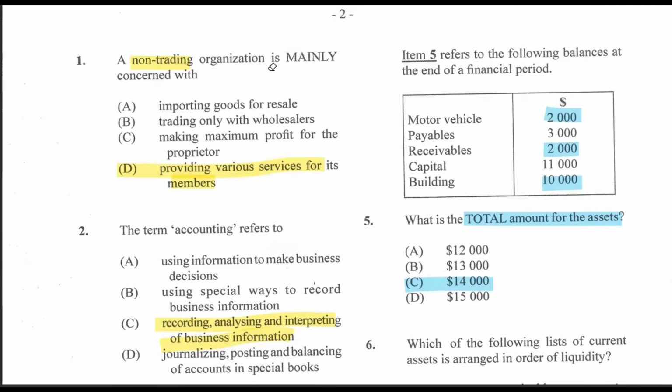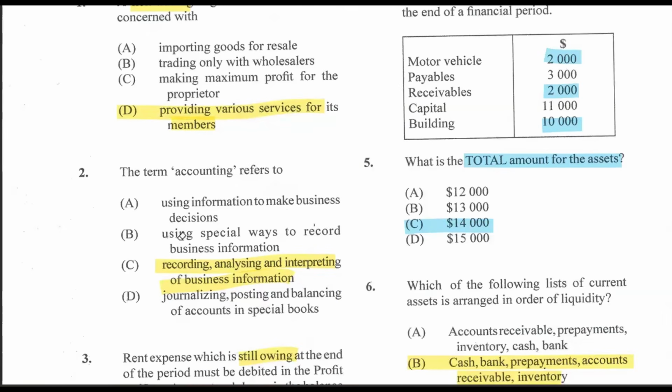A non-trading organization mainly concerned with providing various services for its members. The proper answer should be D. Good. Question 2. The term accounting refers to C, recording, analyzing, and interpreting of business information.